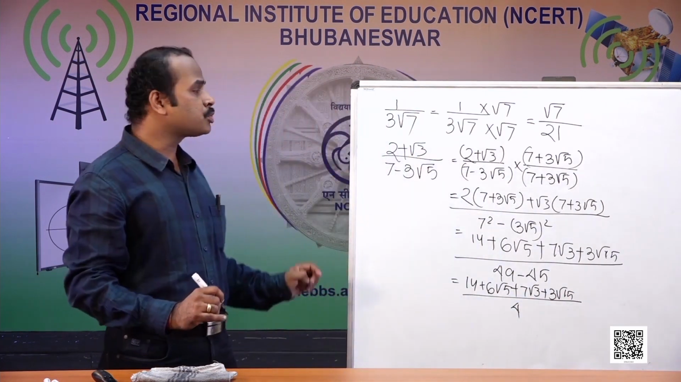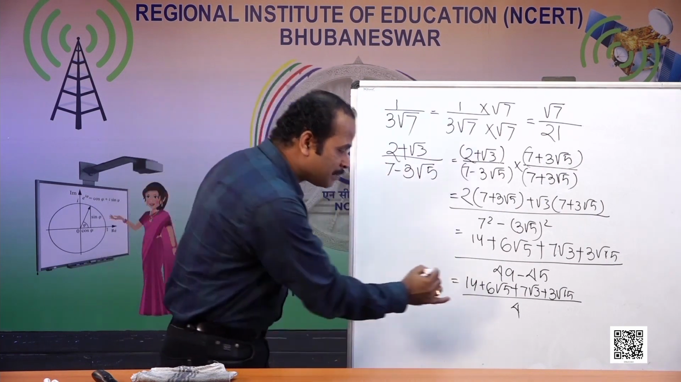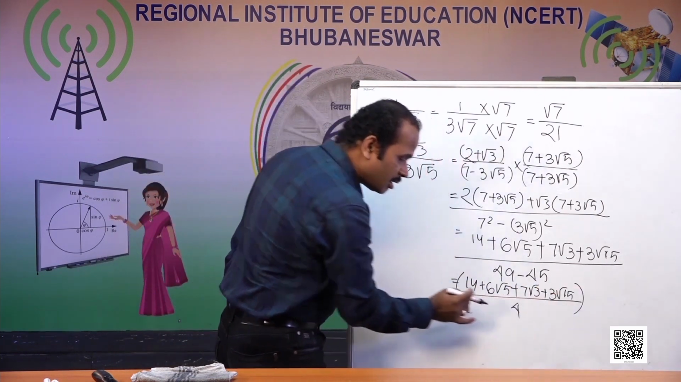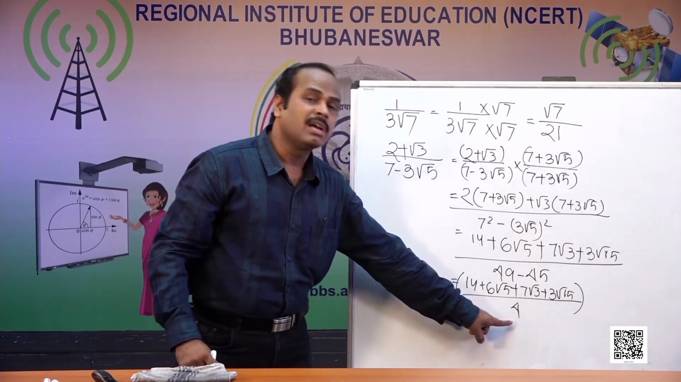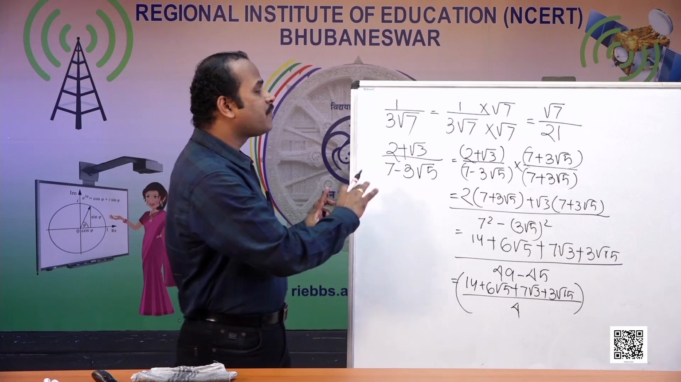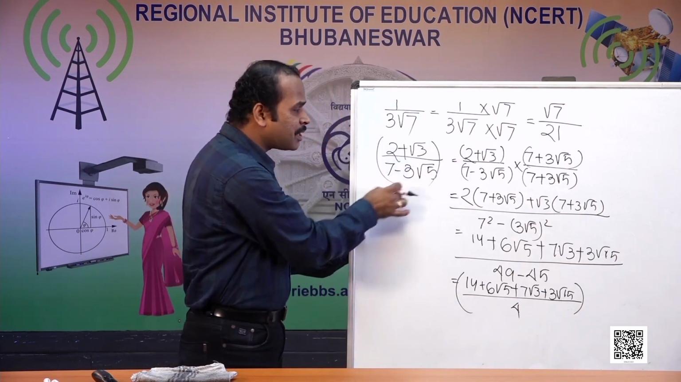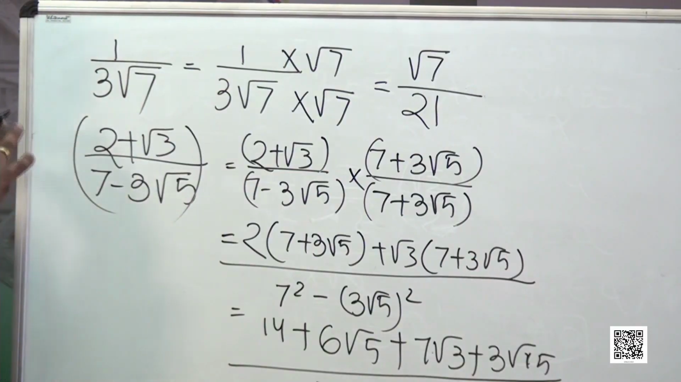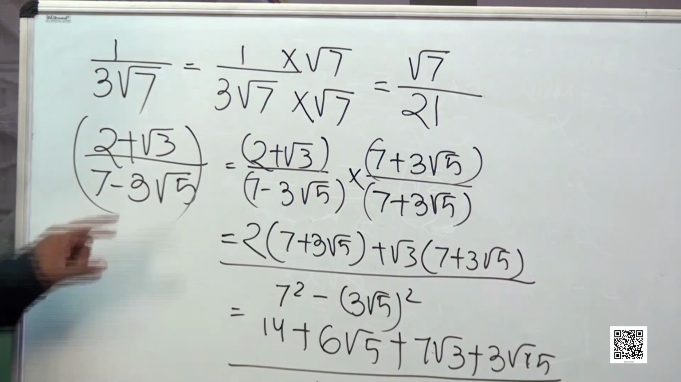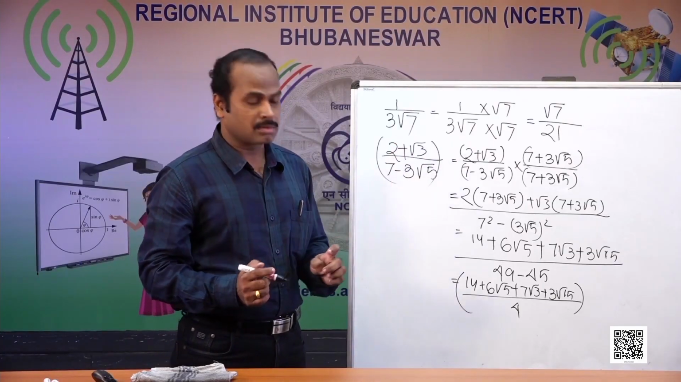My purpose was to make this denominator rational, and I find in this answer the numerator may remain irrational, but the denominator becomes rational. So actually I find the rationalizing of the denominator. In this expression, the denominator should not be kept irrational. So in order to make this denominator rational, I have to operate this process. This is called rationalizing the denominator.